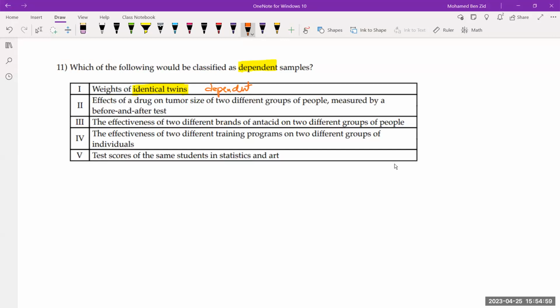All right, so the effect of a drug on tumor size of two different groups of people measured before and after. Every time you see before and after, they are dependent.